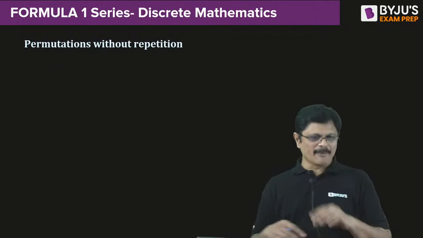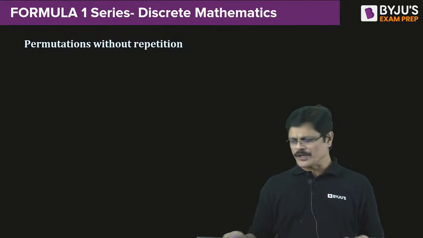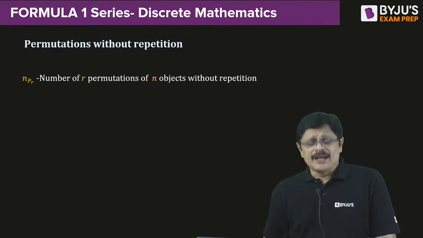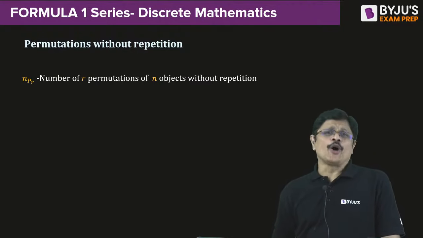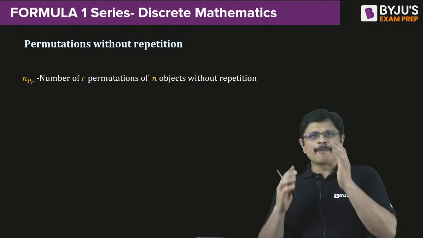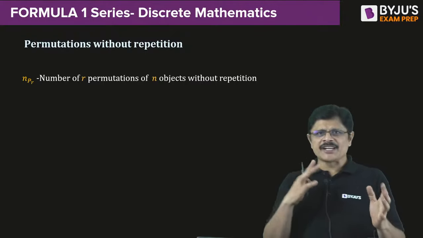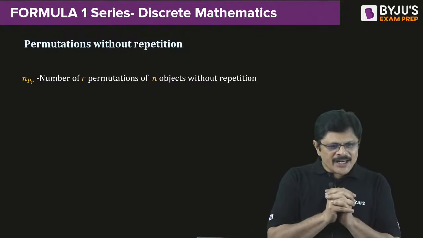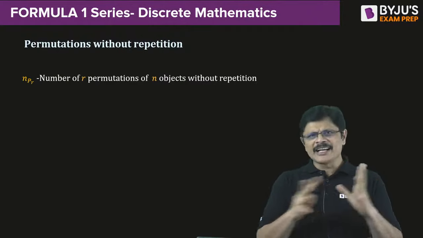Now we'll go for some permutation combinations, sir. Permutations without repetition formula. NPR, number of R permutation of n objects. See the difference between permutation and combination one should understand.